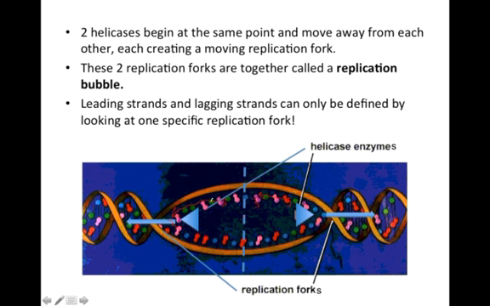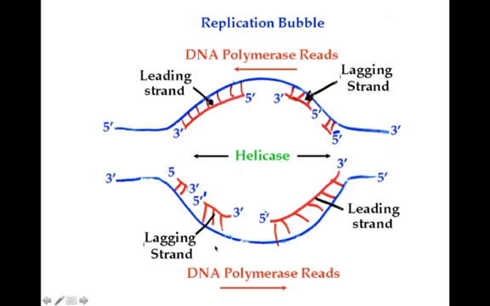So if this is the leading strand, then there's a lagging strand over here. And that would make this a leading strand down here and a lagging strand over here. So on each strand of the DNA, there's going to be leading and lagging strands. Let's look at this again more closely.